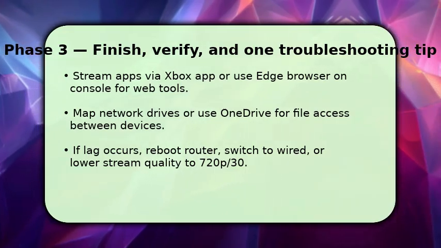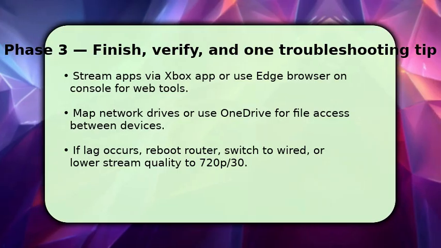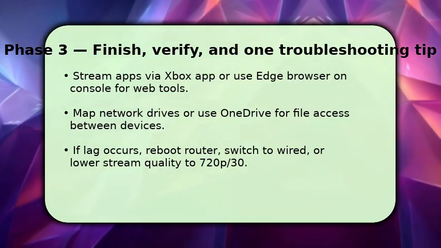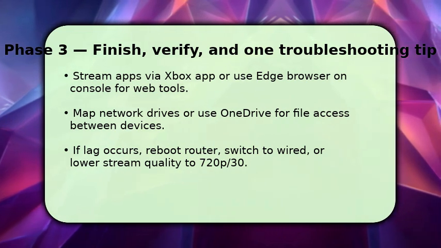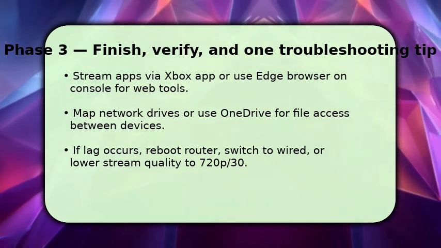Reboot the router and both devices, switch to a wired connection, and temporarily lower remote stream quality to 720p at 30 frames per second to isolate bandwidth issues.